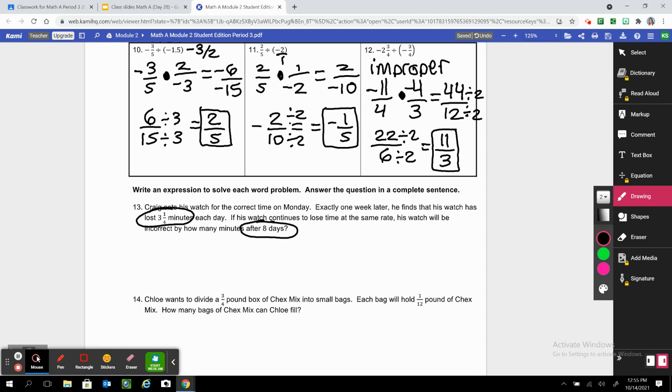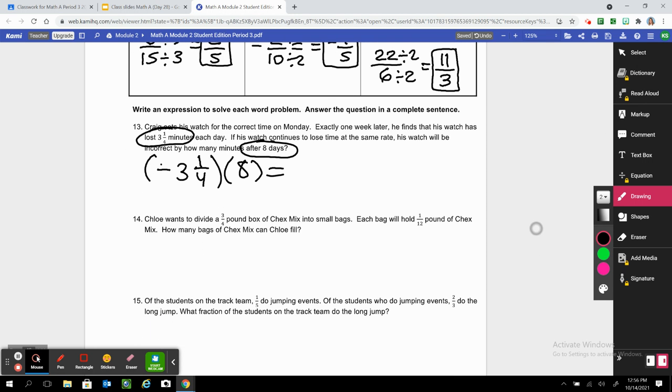So we have a loss of 3 and 1/4, and then after 8 days would be a multiple of 8. So we are going to multiply negative 3 and 1/4 by 8. I'm going to turn negative 3 and 1/4 into an improper fraction.